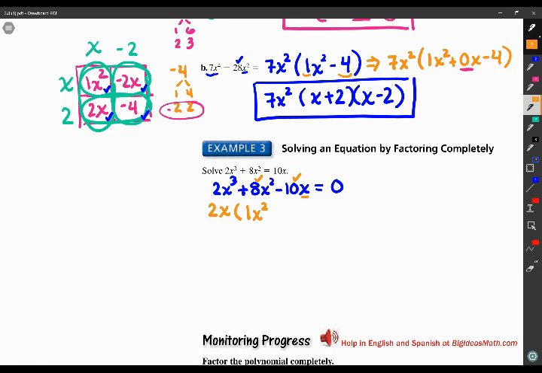Positive 8 divided by 2 is 4. We had 2 x's and took 1 away, so we're left with 1. And then negative 10 divided by 2 is negative 5. We had an x and took an x out, so we're done.